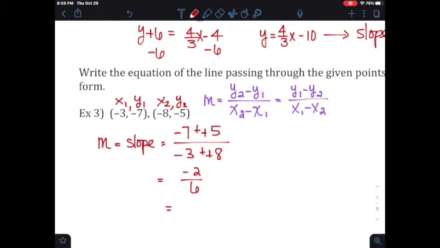So your slope, when you reduce it, you have to reduce it. Use your calculator, it will help you reduce. That's negative 1/3. Then use that formula.